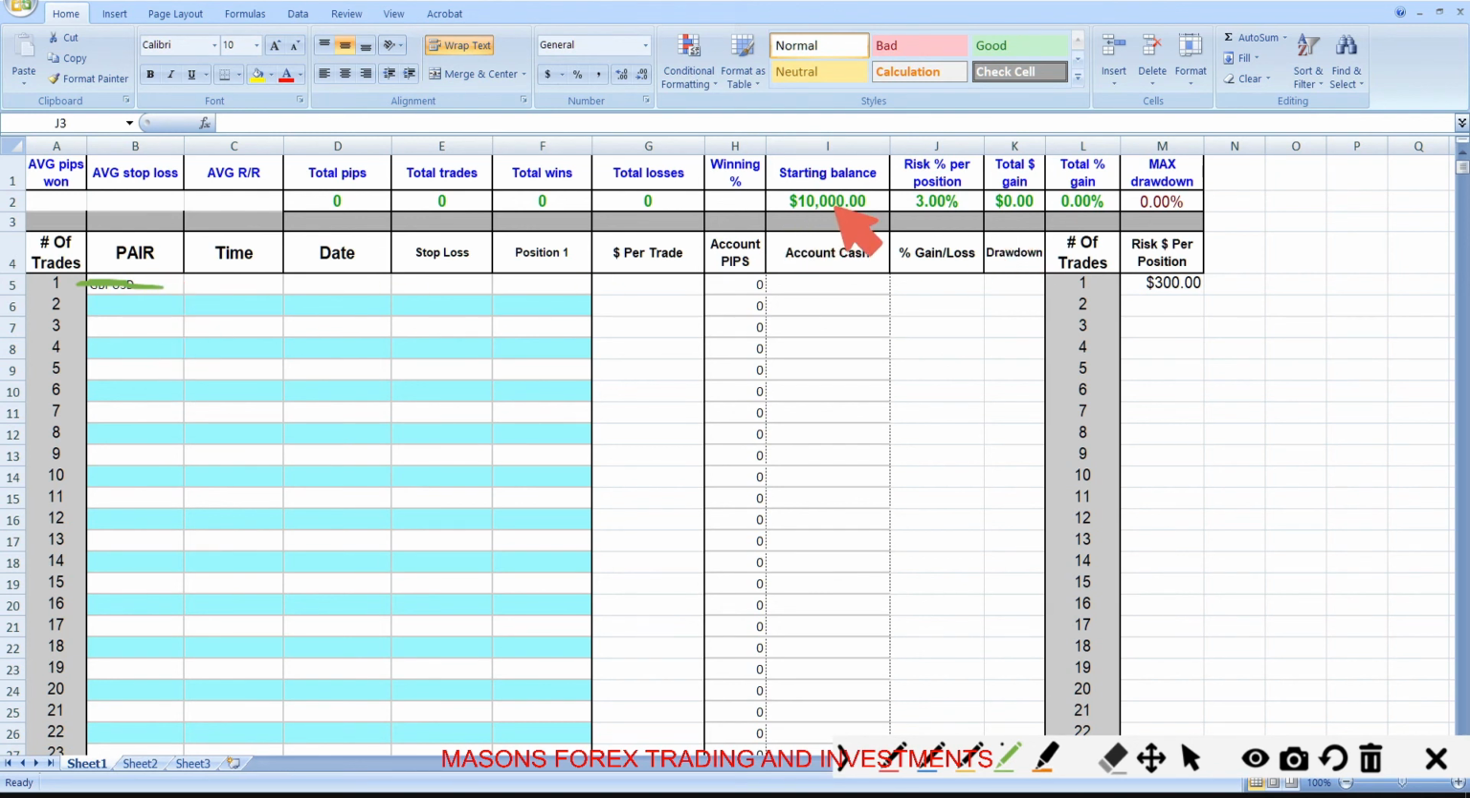You want to have your starting balance based on what you can afford to lose. In our case, let's just say it's $1,000, so we'll have $1,000 there. You'll have your risk per position, your total gain, your maximum drawdown. Everything needs to be documented here. And based on the strategy that I gave you to go and test, let's just say you conduct 50 trades based on this.